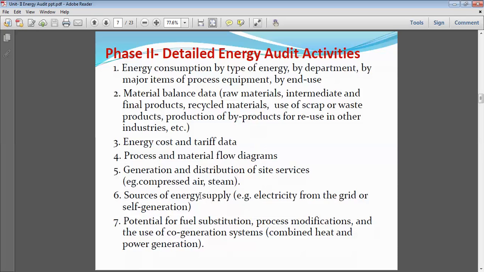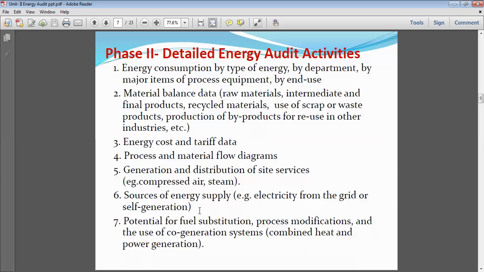Next is the source of energy supply. What is the source? Either you are taking from the grid or you are generating on your own, so that is electricity from the grid or self generation. If there is self generation, we have to do the analysis of the generating plant. If it is the grid, then you have to understand the tariff of the supplier or the distribution agency, and which type of tariff is applied to us, okay? And in what ways can we reduce the electricity bill?